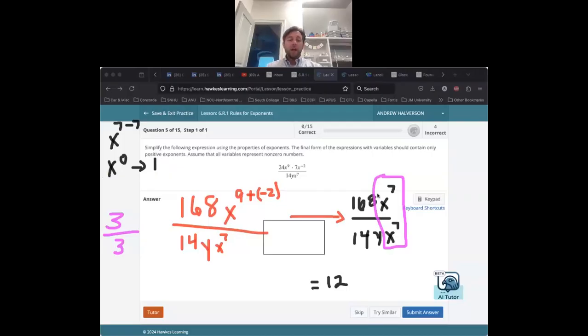So the x's go away, those cancel. What about the y? Bring it down. Just leave it in the denominator. That's the answer.